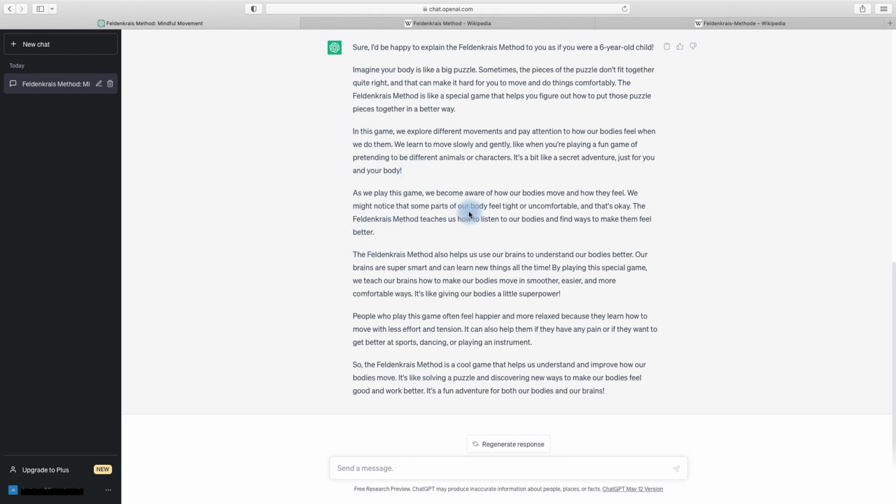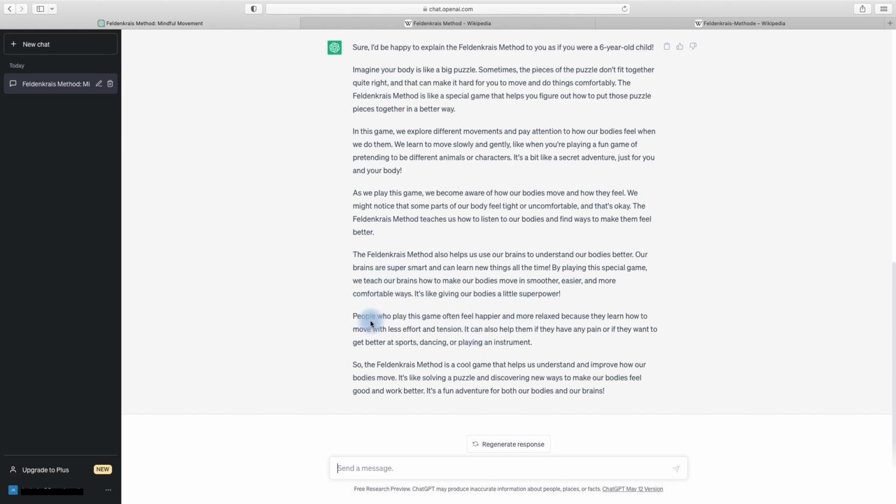As we play this game, we become aware of how our bodies move and how they feel. We might notice that some parts of our body feel tight or uncomfortable, and that's okay. The Feldenkrais method teaches us how to listen to our bodies and find ways to make them feel better. The Feldenkrais method also helps us use our brains to understand our bodies better. Our brains are super smart and can learn new things all the time, so that's a great sentence there. By playing this special game, we teach our brains how to make our bodies move in smoother, easier, and more comfortable ways. It's like giving our bodies a little superpower.